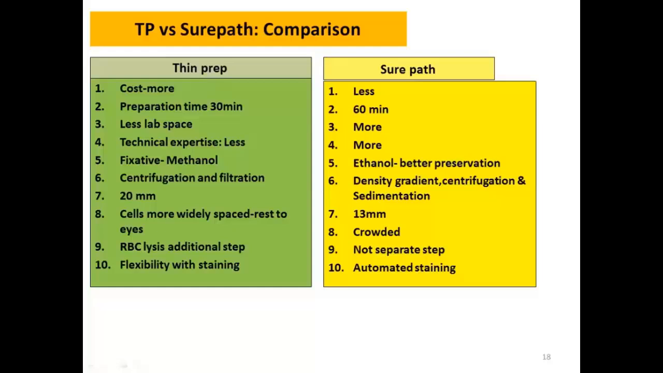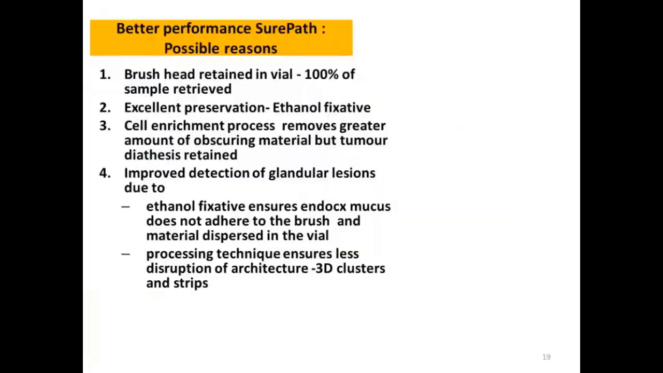The processing system is different, as you saw in the video: centrifugation and then filtration. Here they have density gradient separation and then centrifugation and sedimentation. The area on the slide is slightly larger in ThinPrep, about 20 millimeters, whereas in SurePath it is 13 millimeter, and as a result it gives a little more crowded appearance of the cells. SurePath comes with an automated stainer, whereas ThinPrep gives you flexibility of using either manual or automated stain.